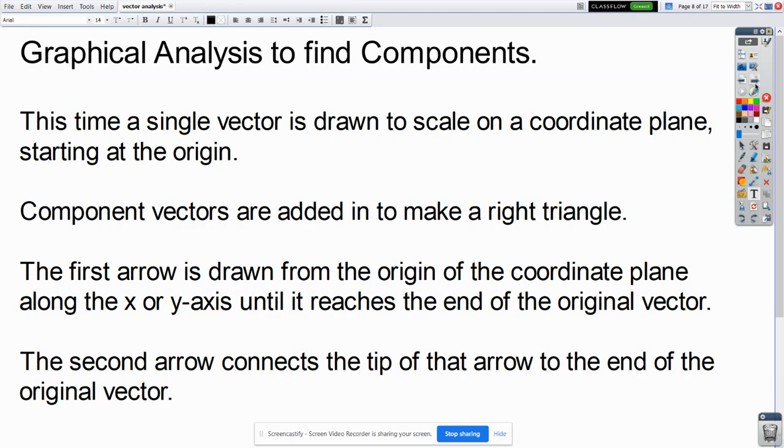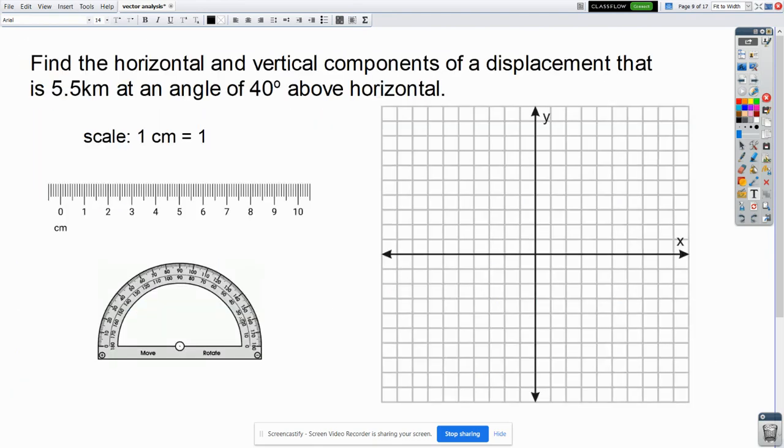That would make your drawing easier to understand and interpret. Then that second arrow just connects the tip of the first arrow you drew to the end of the original vector. Again, you're making that right triangle. And again, in words, it may sound confusing. When you actually do it and draw it, it's a little more straightforward.